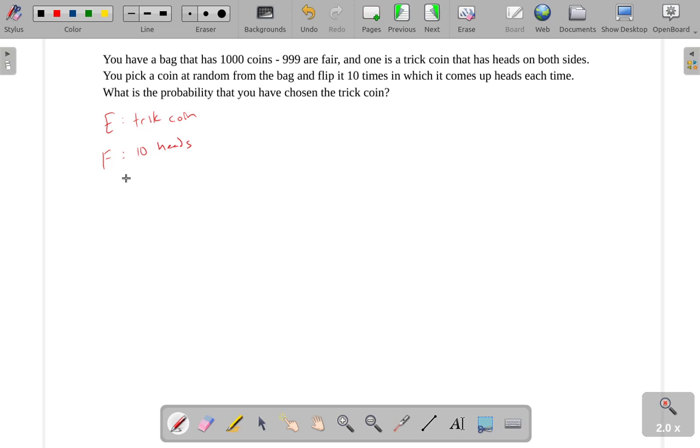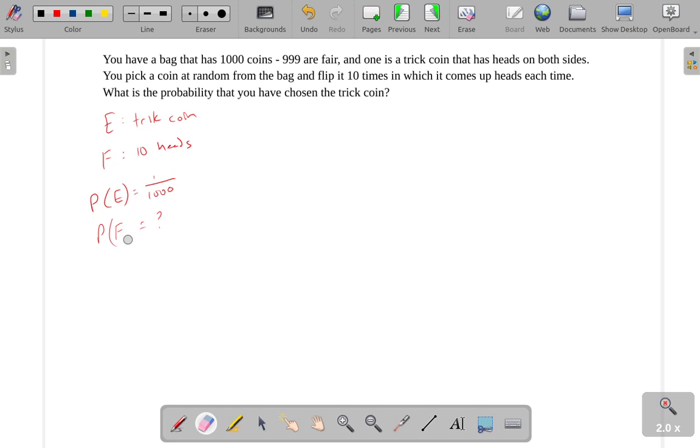So we can figure out the probability of getting the trick coin. Without anything else, we know there's 1,000 coins total, right? And only one of them is the trick coin. So the probability of getting the trick coin is 1 in 1,000. That's pretty easy. And thus you could figure out the probability of E complement. I'm not going to bother with that, though. However, we couldn't really figure out just the raw probability of F, or at least not easily.